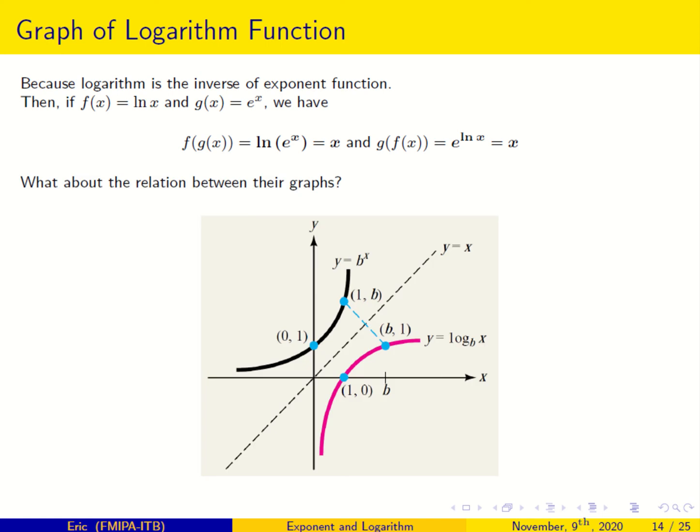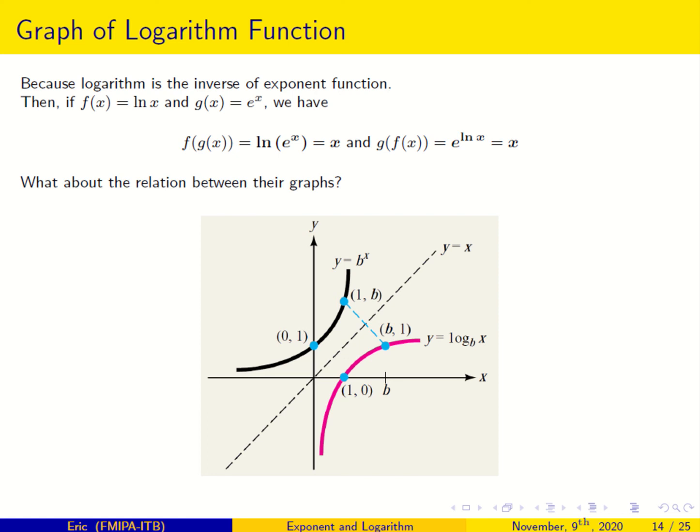Okay, and what about the graph? Don't forget, this is the graph y equals b to the x. I want to find the inverse and I have to switch x and y. What happens when I switch this? This is the same as reflecting it with respect to the line y equals x. So if y equals b to the x is this, the inverse is this reflection with respect to the line y equals x.